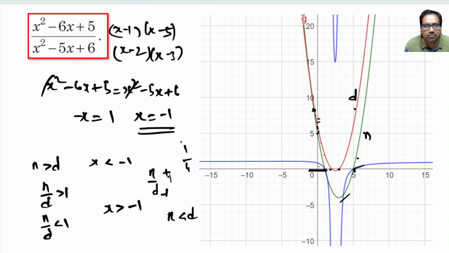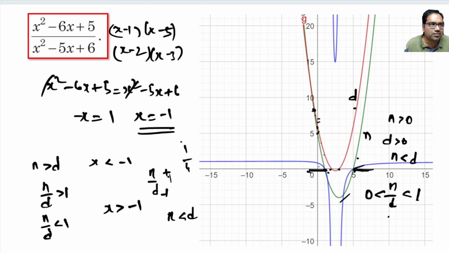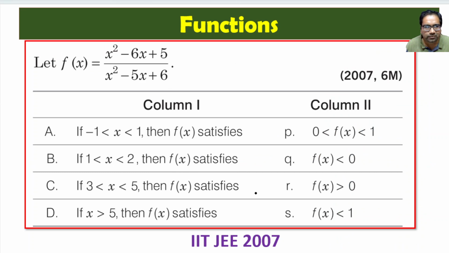Numerator is greater than 0, denominator is greater than 0, and the numerator is always lesser than the denominator. That means numerator by denominator should be less than 1 and greater than 0. Both are positive, that's why the fraction is always positive and the numerator is lesser than the denominator. So it should lie between 0 and 1. Same logic that we used between minus 1 and 1. So for x greater than 5 also it is the same logic. So D also maps to P. Right, guys? A nice problem.